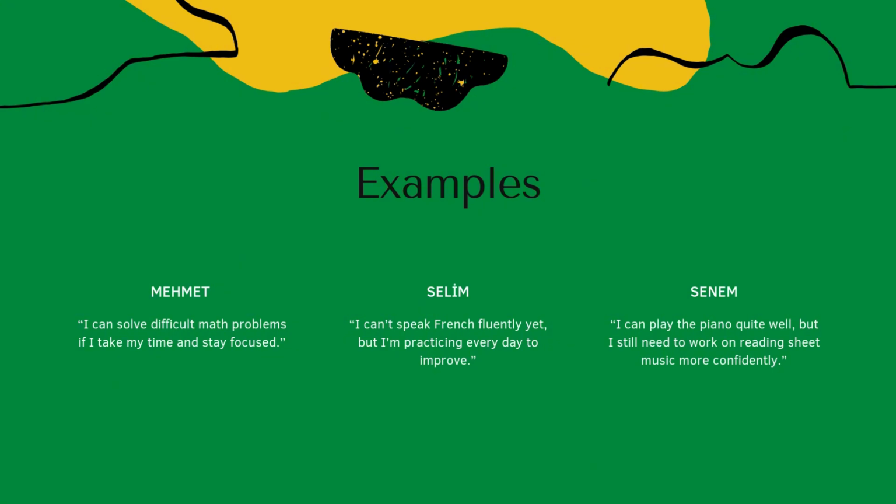And Senem says, I can play the piano quite well, but I still need to work on reading sheet music more confidently. These examples reflect real world English usage, combining ability, limitation, and the desire to grow. Use these as models for your own sentences.